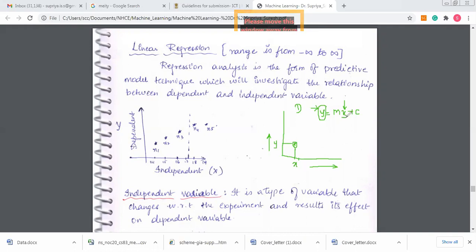The variable that keeps on changing in the given equation, the line equation, becomes my independent variable. So I have an independent variable along the x component and a dependent variable along the y component. The regression analysis will investigate the relationship between these. When I draw a linear regression line connecting these points, it will tell me how they are behaving, investigating the relationship between the dependent and the independent variables.